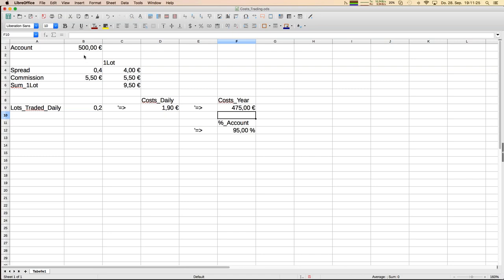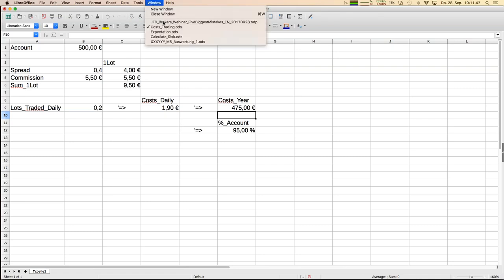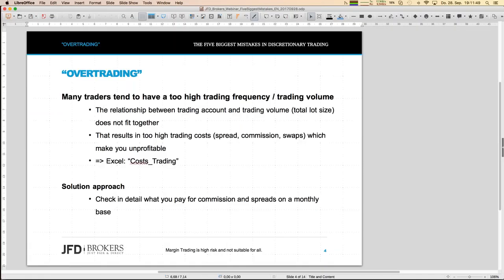And it's not my message to say generally, hey, you can't trade 0.2 lots with a 500 euro account. Of course you can, but still think there's only a limited profit you can take out of the market. And if you would need 0.2 lots per day with that kind of account, it will be hard to cover your costs. So that's the message here. That's overtrading, or I call it simply overtrading, meaning you trade too much. And maybe it's better to check it and have a look at your account.